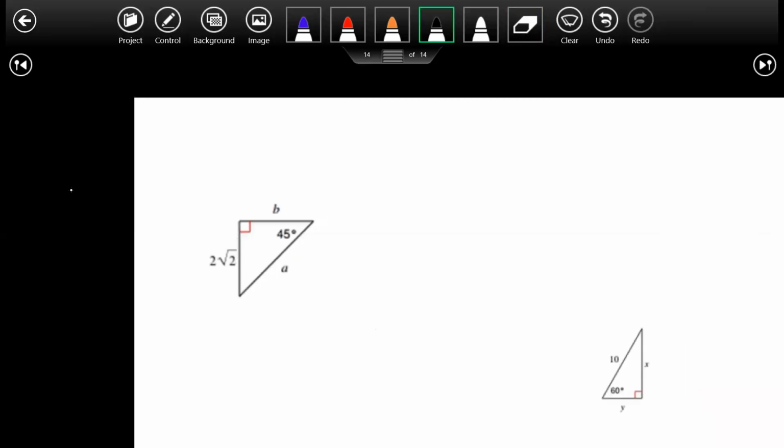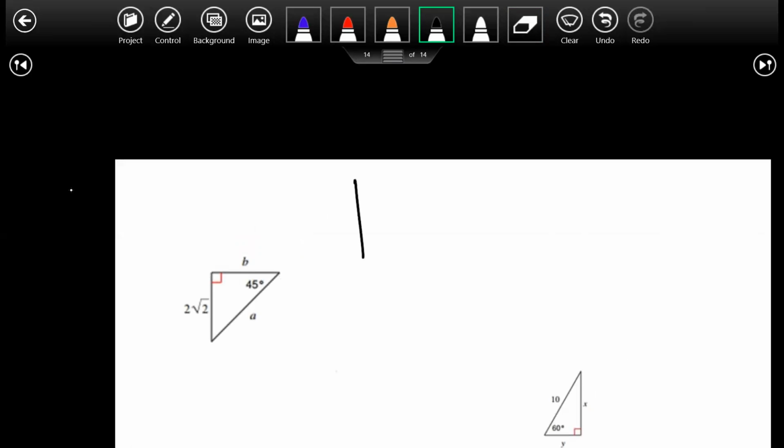In this case, we need to be able to use our special right triangle properties. We got to be able to label our sides. The angle of 45 degrees is going to be equal to C, and C, A will be equal to C radical 2. Like I said before, we're going to take all these and write them side by side.